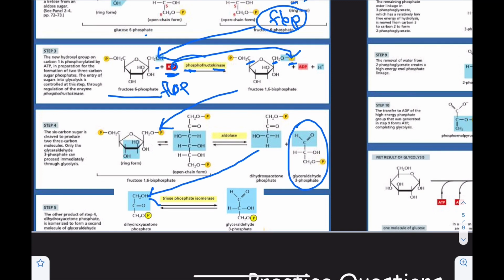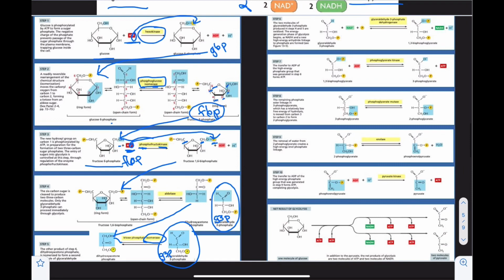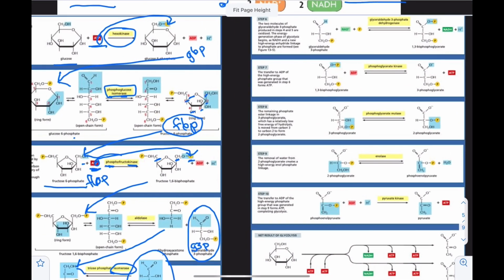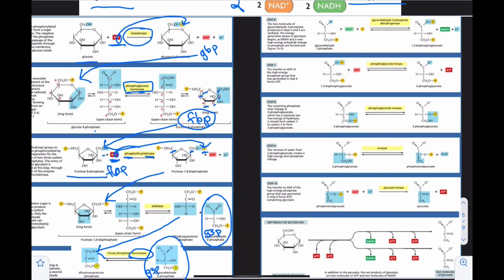The structure is converted with the help of an isomerase, changing it into G3P, glyceraldehyde 3-phosphate. So this is G3P, and so is this G3P. So we have two G3Ps that now can enter the payoff phase. And because we have two G3Ps, steps 6 through 10 occur twice.